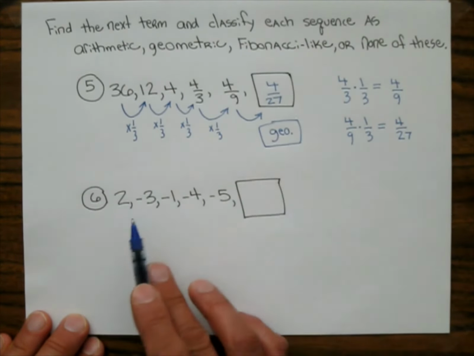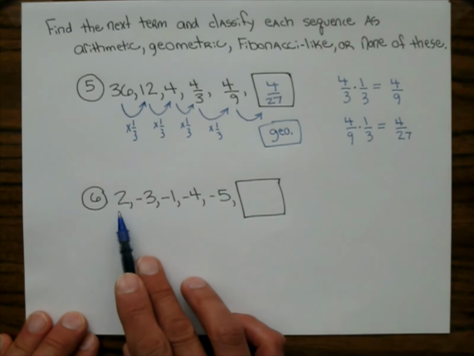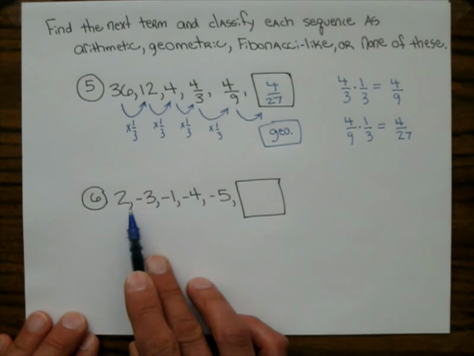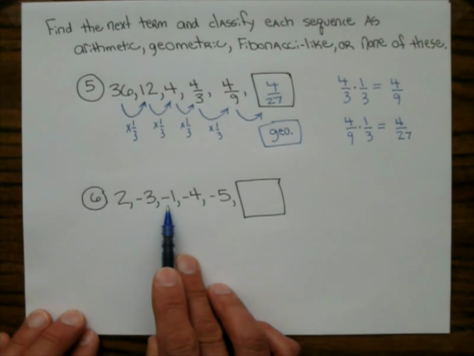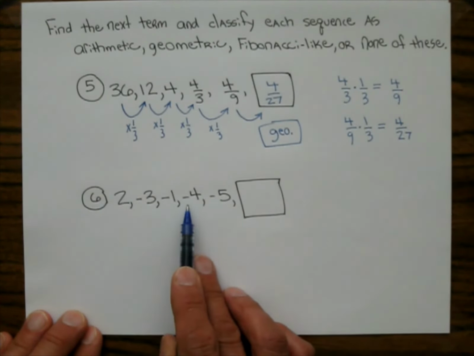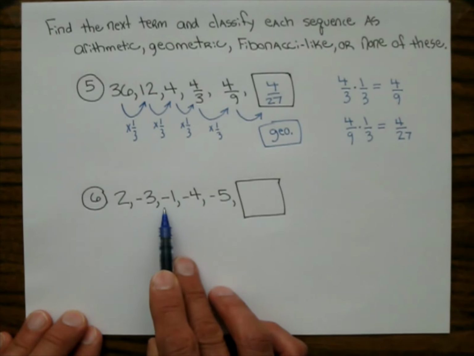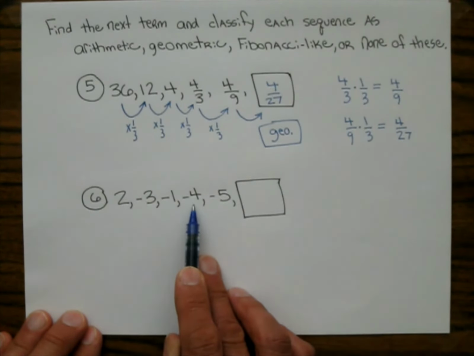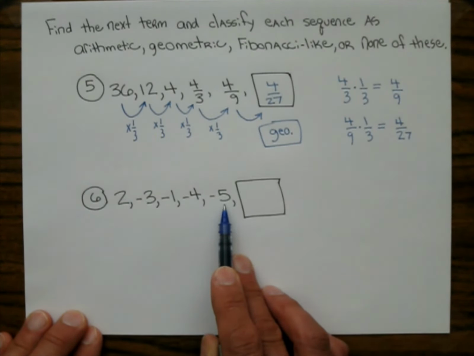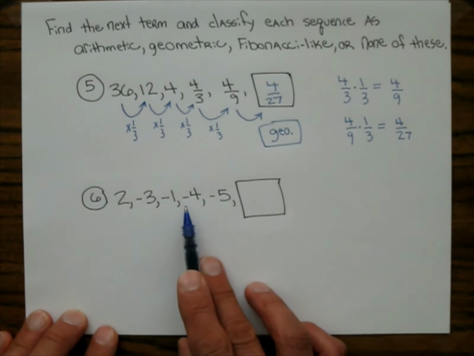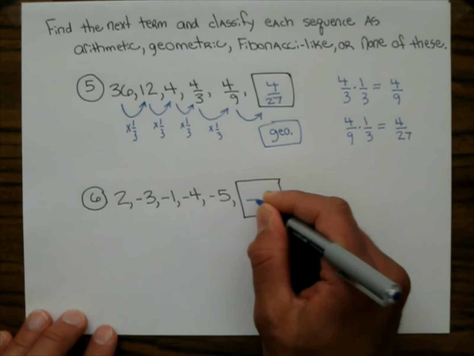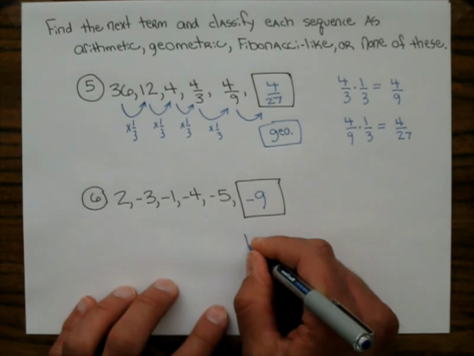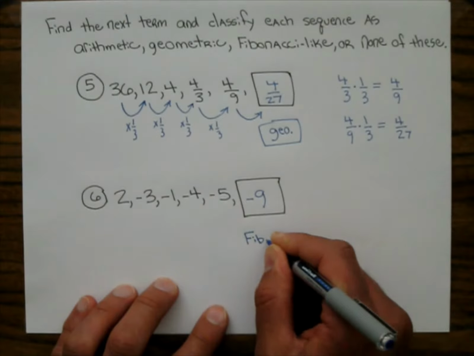Let's check Fibonacci-like. What happens when I add these guys? 2 plus a -3. That gives me -1. Okay, so this looks good, but we should check everything on this. -3 plus a -1 is -4. Okay, this is good. -1 plus a -4 is a -5. So this is Fibonacci-like. -4 plus -5 is -9. So this is Fibonacci-like.